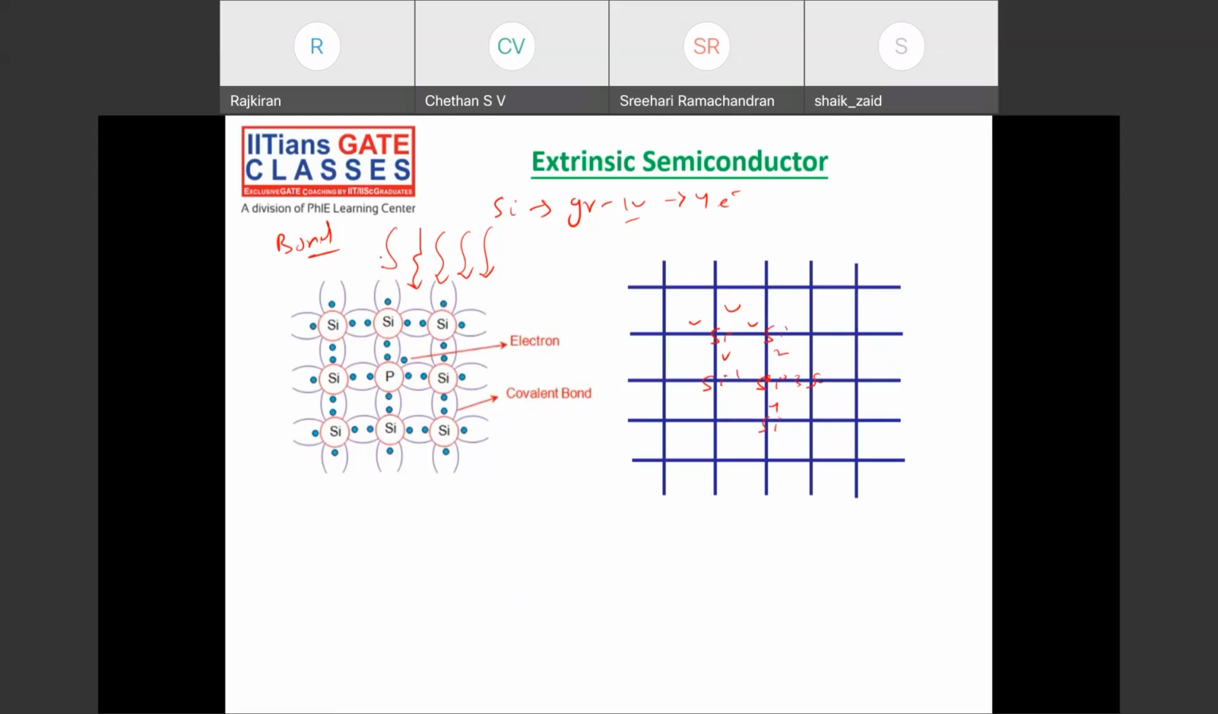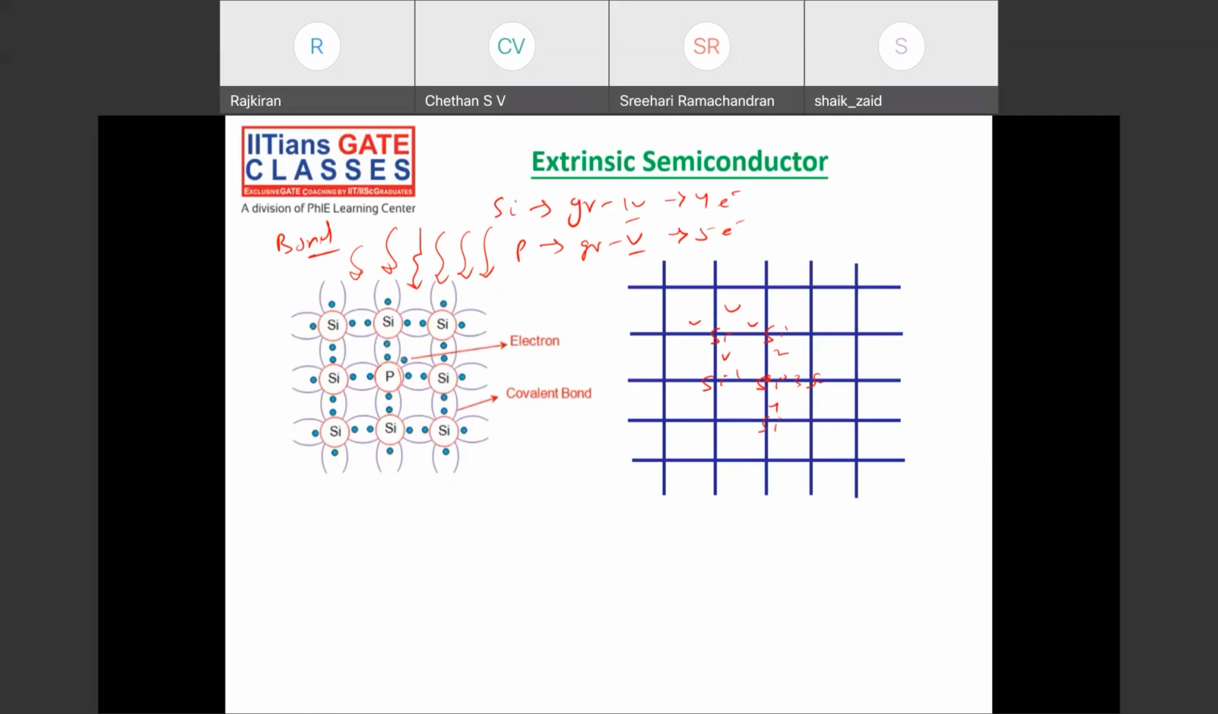Suppose we introduce phosphorus into the semiconductor. Phosphorus is group 5, so it has 5 electrons in the valence band. What will it do? The phosphorus has a tendency of kicking the silicon off its own site and occupying its space. Suppose you have introduced phosphorus, it has gone here. Earlier silicon was there, it has kicked the silicon out and taken its place.